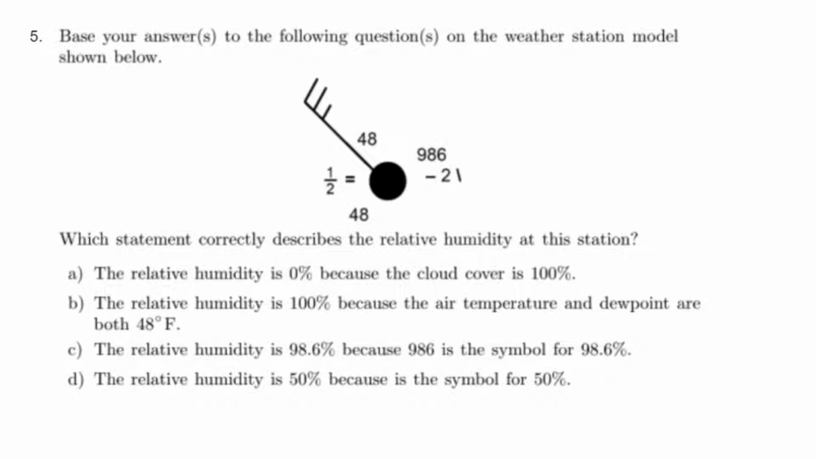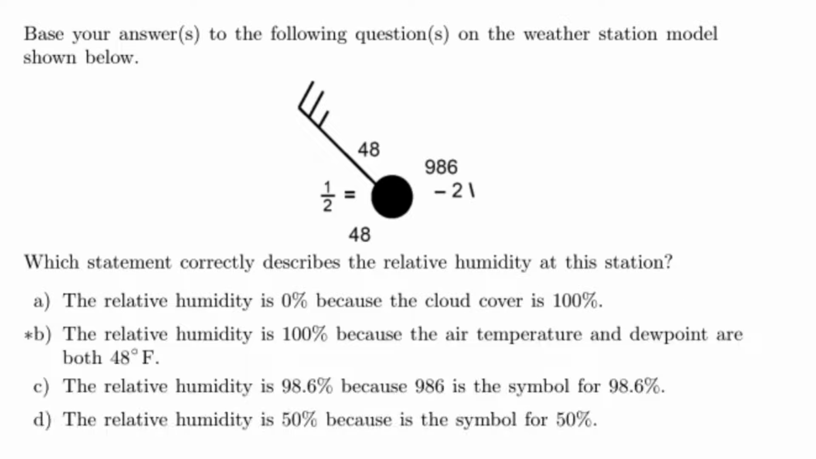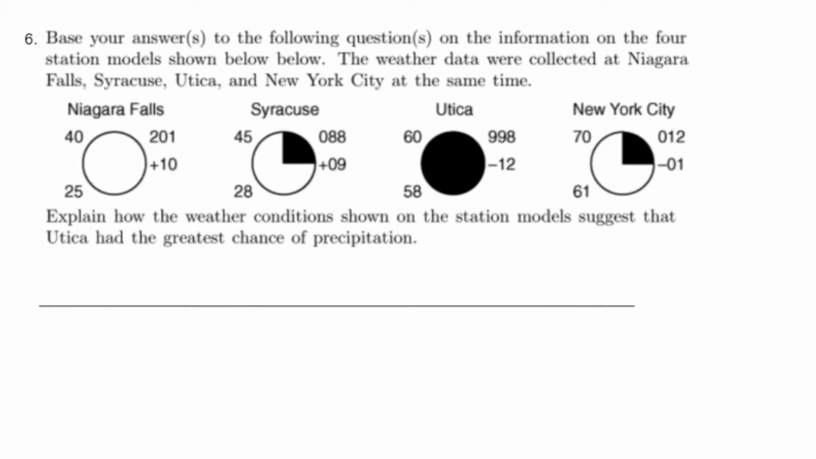Pause this video, try number 5. Base your answers to the following questions on the weather station model shown below. Which statement correctly describes the relative humidity at this station? The correct answer is B. The relative humidity is 100% because the air temperature and dew point are both 48 degrees Fahrenheit. When they're close to each other or equal, you have high relative humidity and a high chance of clouds and precipitation. If they're completely equal, then the relative humidity is 100%.